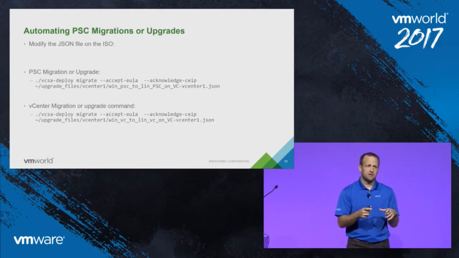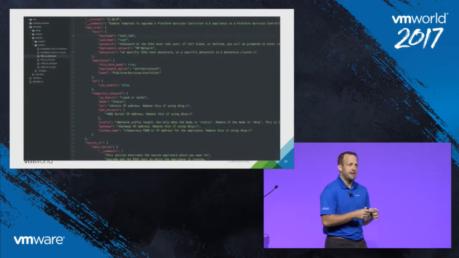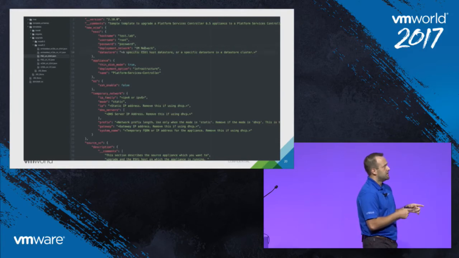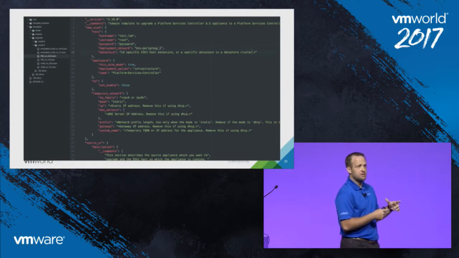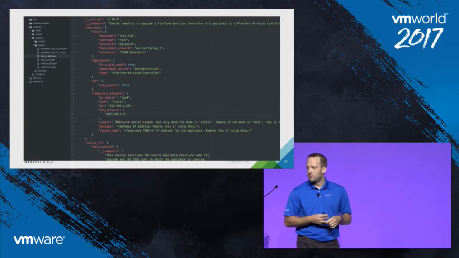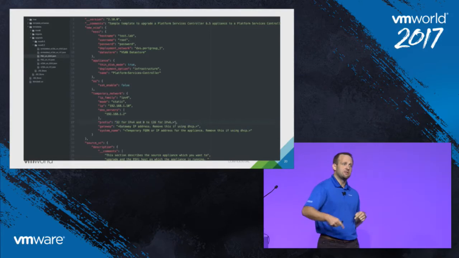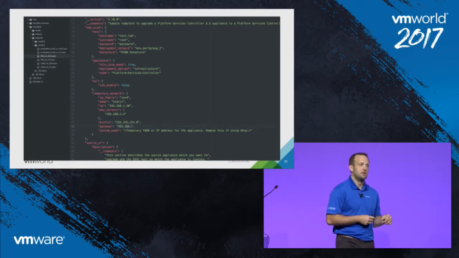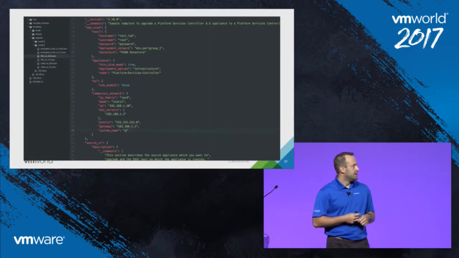So for the automation I was talking about, you need to modify a JSON file. On the ISO that comes off the website, there's a template JSON file. It looks very similar to this, and we need to edit that file. We need to put in a host name, the username, password, and deployment network. What network is this VM going to attach to? Then which data store is that VM going to live on once it's deployed?